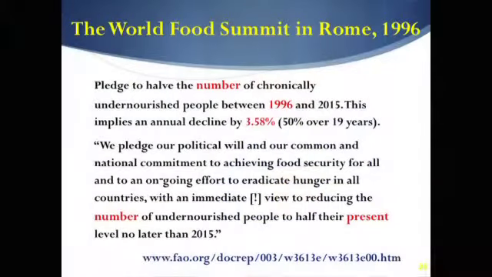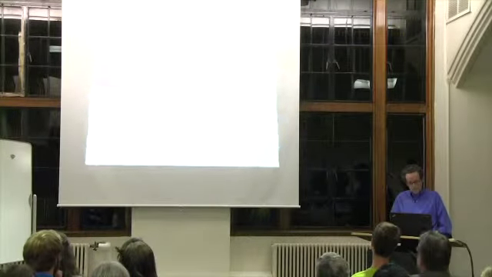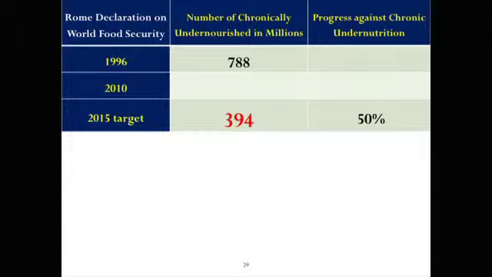one was the World Food Summit in Rome, where the assembled governments promised to halve the number of chronically undernourished people between 1996 and 2015. This was 1996, so this is not yet MDG. This is a few years earlier than the MDGs. And you can see here what that promise entails. You have a 50% reduction in the number of undernourished. So the goal was 394.